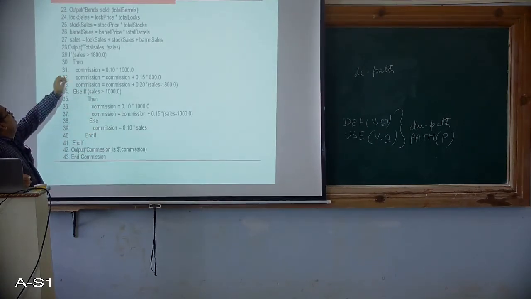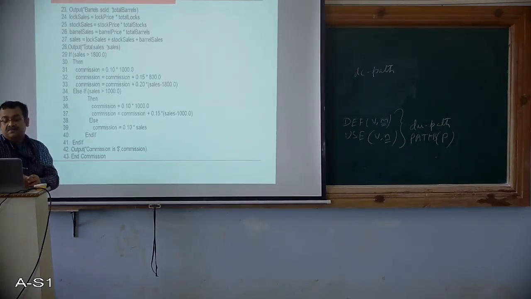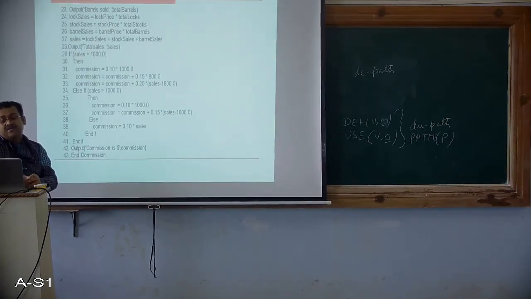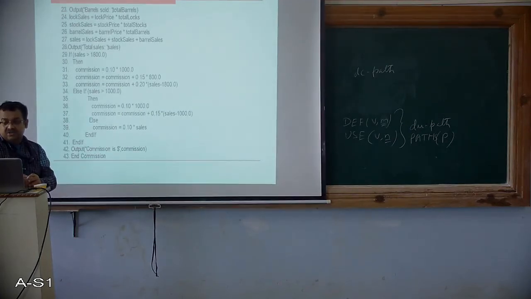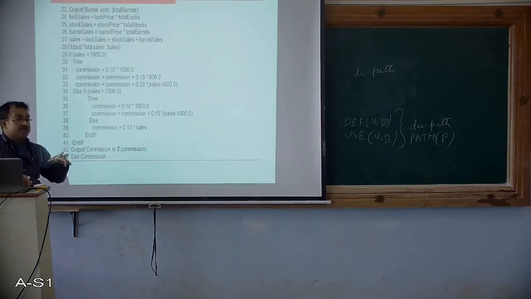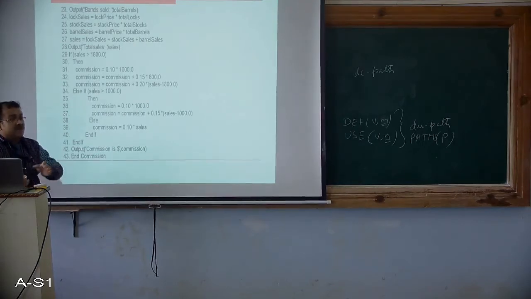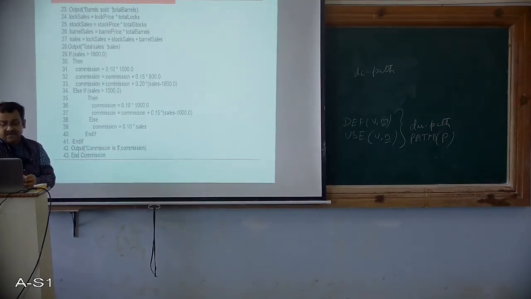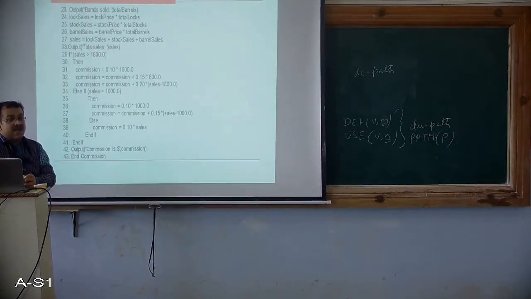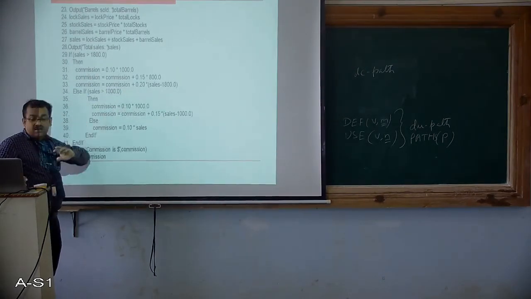That is, if sale is greater than 1800, the commission is 10% for the first $1000, because if it is greater than 1800, then up to $1000 the person gets 10% commission. So 10% times $1000 plus 15% times $800, because for the next $800 he gets 15%, and above that he gets 20%. So for a sale amount greater than $1800, all three have to be considered to calculate the commission.